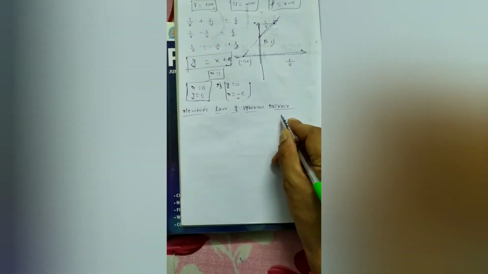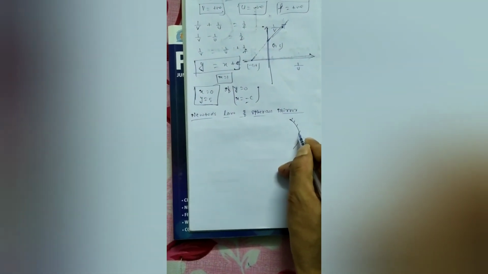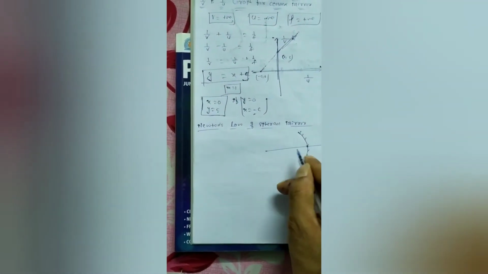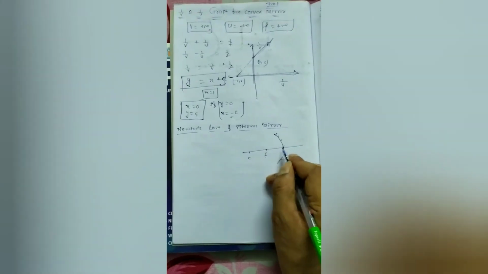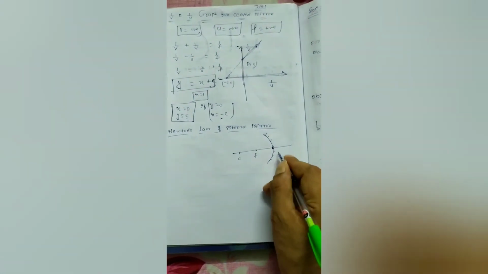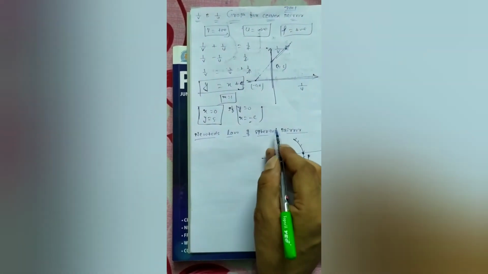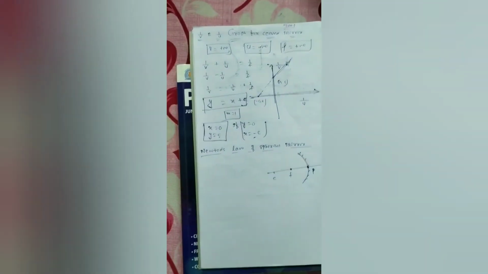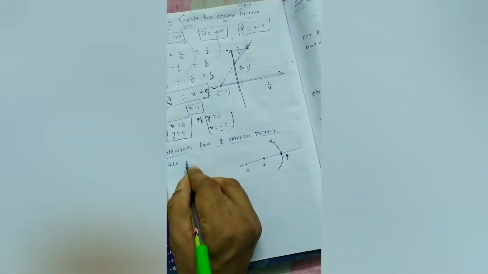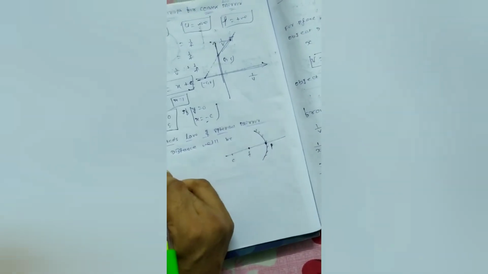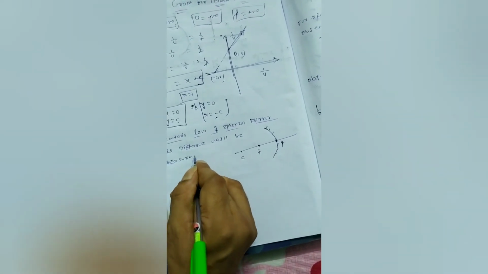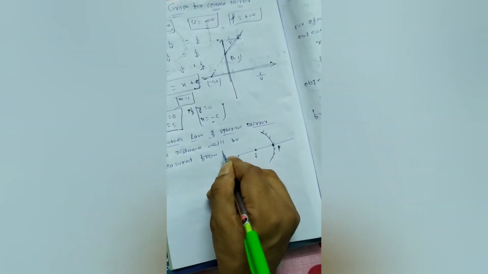Suppose that we have one concave mirror, and suppose that this is its focus and this is its center of curvature C. In the case of a concave mirror, all the data we have measured from the pole, but in the case of Newton's law, all the data we will measure from the focus. So all distances will be measured from the focus, not from the pole. In all previous cases we measured from the pole, but right now from the focus.